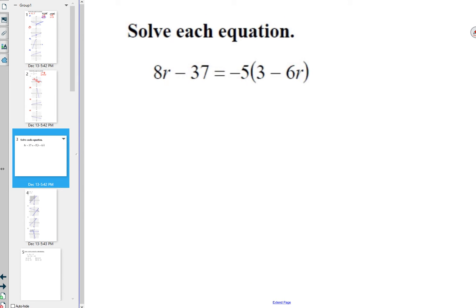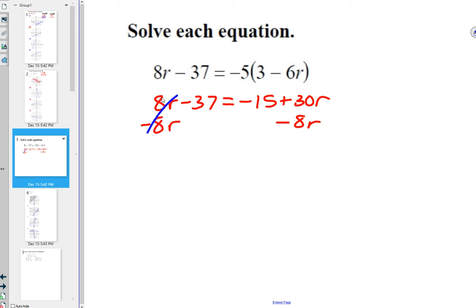Solve each equation. What would I do first here? Distribute. 8r minus 37 is equal to negative 15 plus 30r. Let's put all the r's on the same side now. What would be the best way to put all the r's on the same side? Okay. Yeah. That's the best way. Minus 8r moves all the r's to the right. Now, what do I have to do to balance that out?